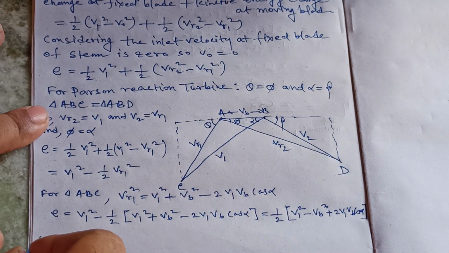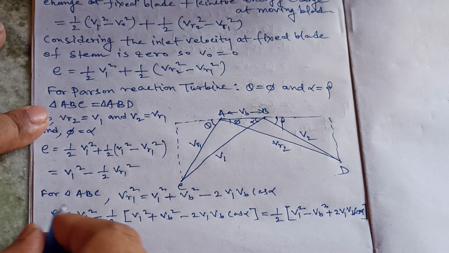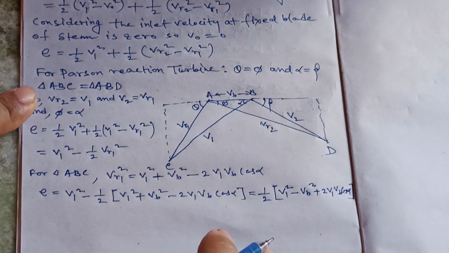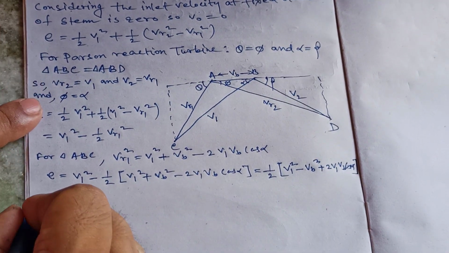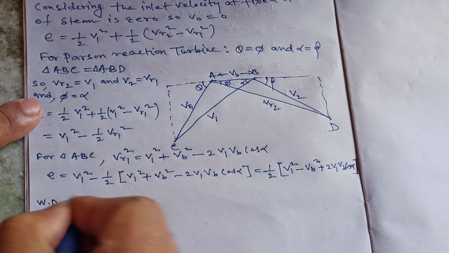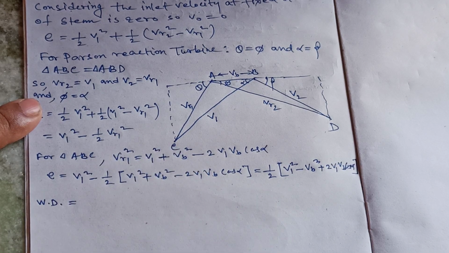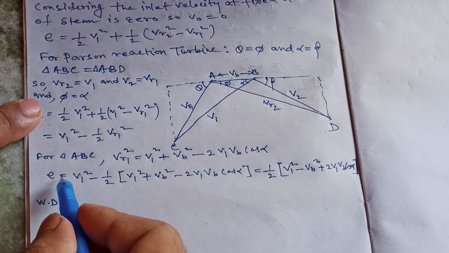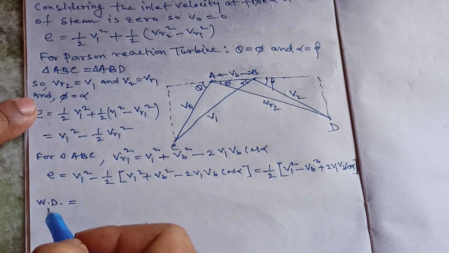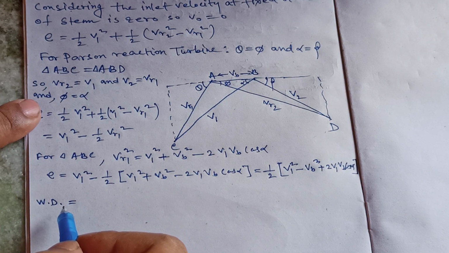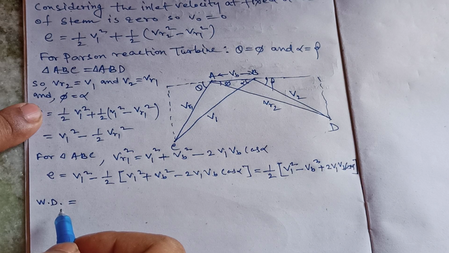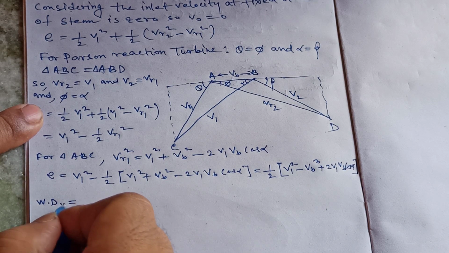Now find the work done. This is the energy supplied. Now we have to find the work done. As we know, the ratio of work done to energy supplied is the efficiency. So we have to find the work done, which equals the work done per kg.